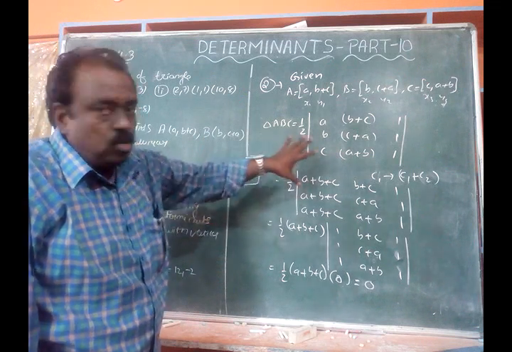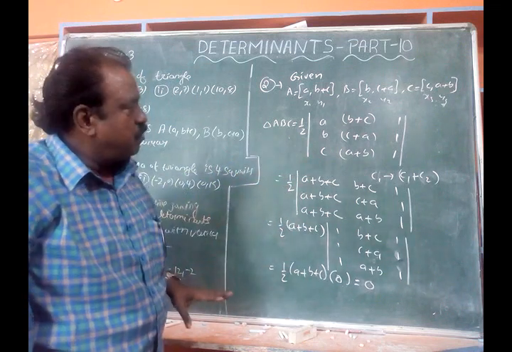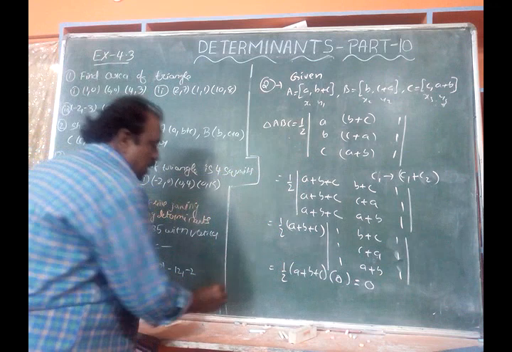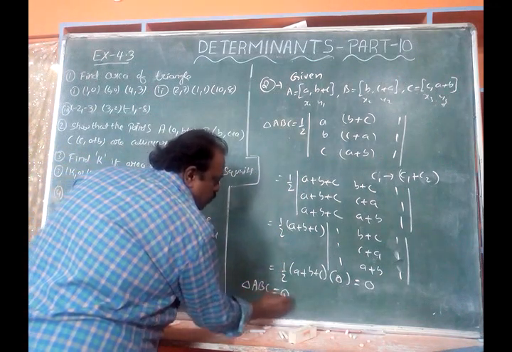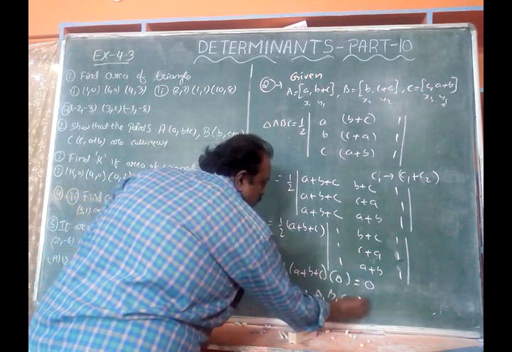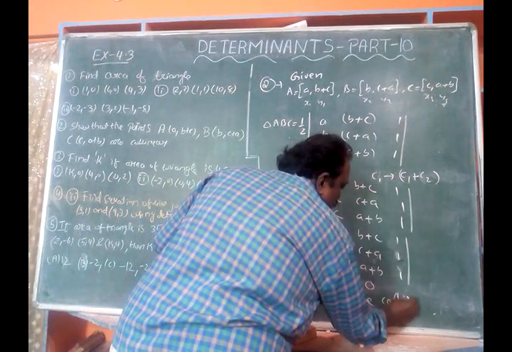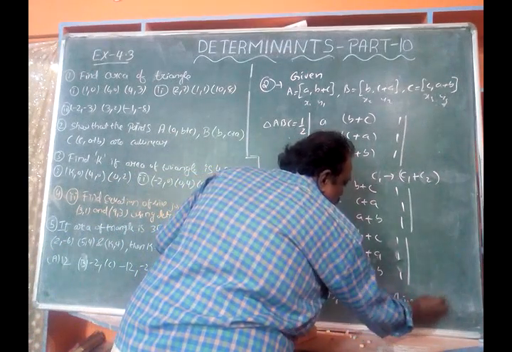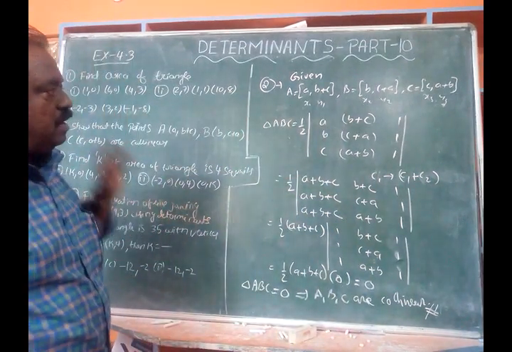Okay, now like this you solve it. If you go like this, we get 0. Okay, now? So delta, that means the area of triangle ABC is 0. That implies the vertices A, B, C are collinear. Okay, now that is what we need. It is an important concept.